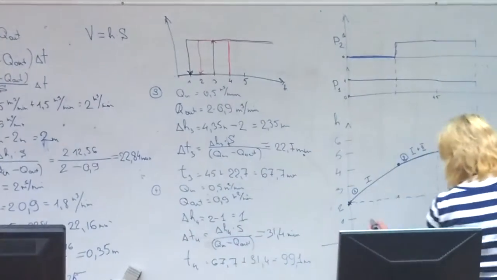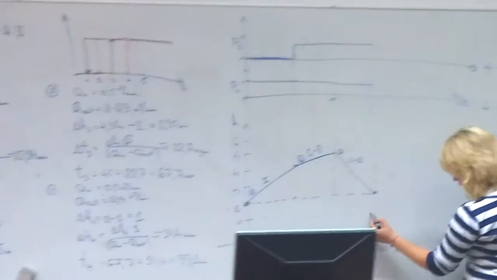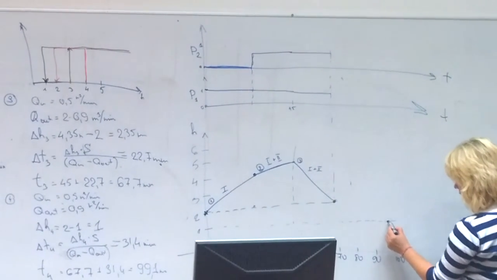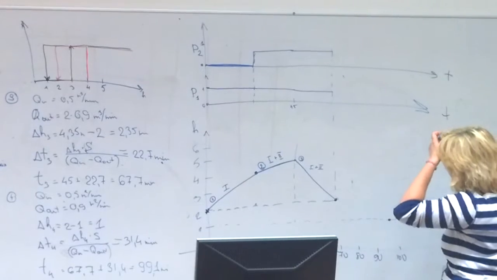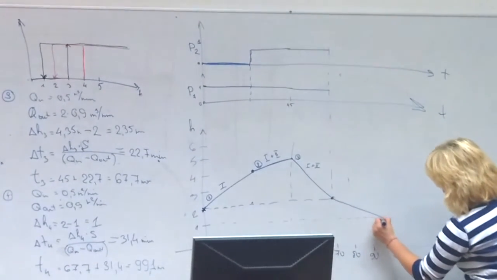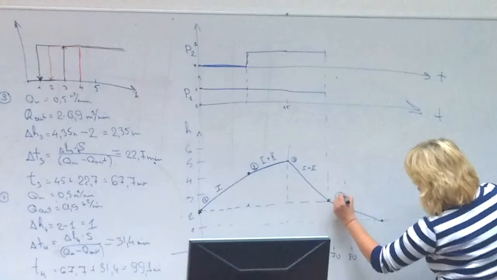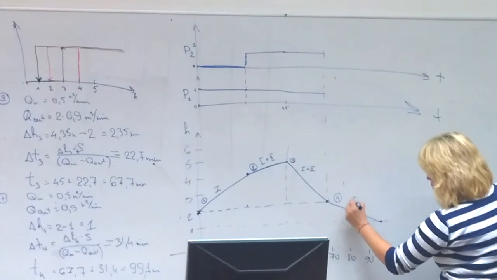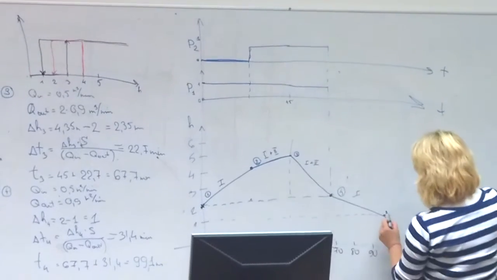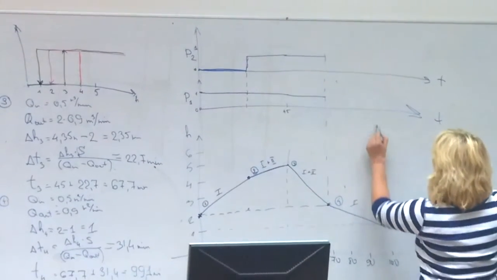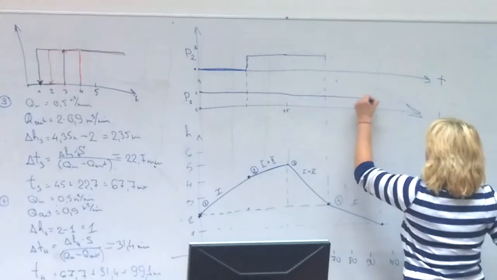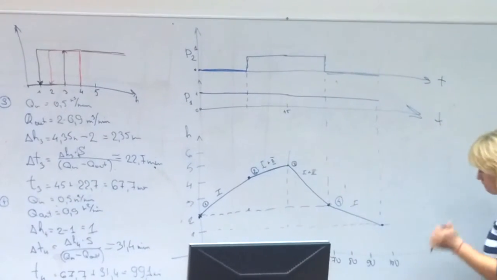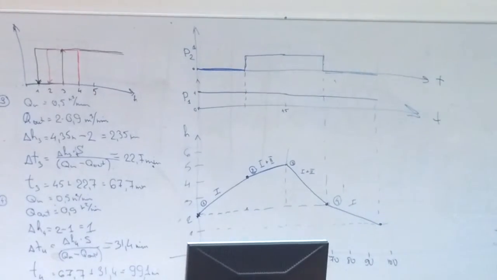So we will reach this condition somewhere here. This is our fourth linear representation, and only one pump is working. So basically, the first pump is working and the second is not.